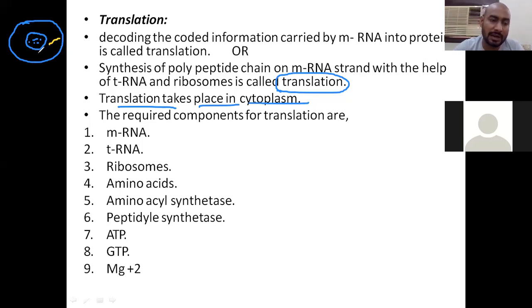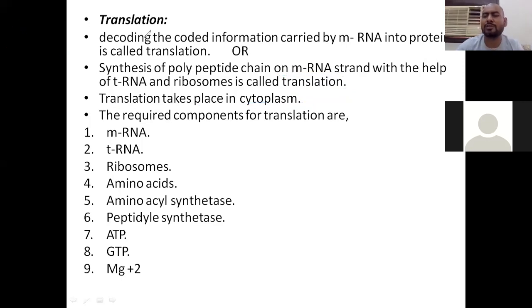And you know very well RER, rough endoplasmic reticulum, where ribosome is present, or sometimes the ribosome may also be present in free form. Sometimes the ribosome may be present in free form, but most of the time it is present with the RER, rough endoplasmic reticulum. Okay, so when the mRNA came, now mRNA searches for the rRNA. Translation takes place in the cytoplasm.